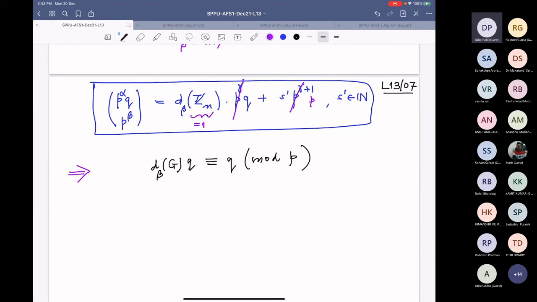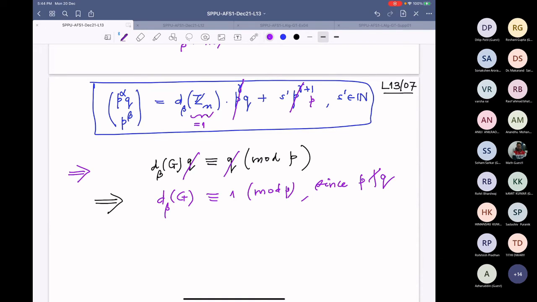Now from here I want to conclude. I can cancel this Q. Why? Because Q is coprime to p. So we get d beta G is congruent to 1 mod p, since p doesn't divide Q. P doesn't divide Q means Q is a non-zero element mod p. Z mod p is a field and Q is a non-zero element there. So I can cancel.